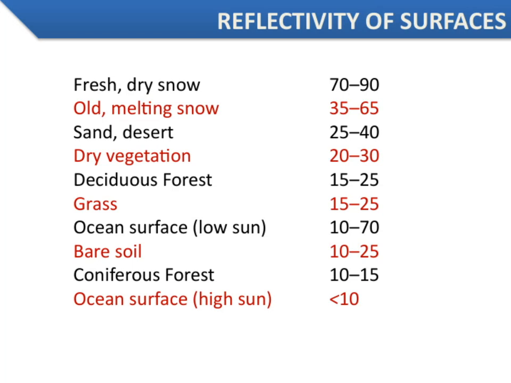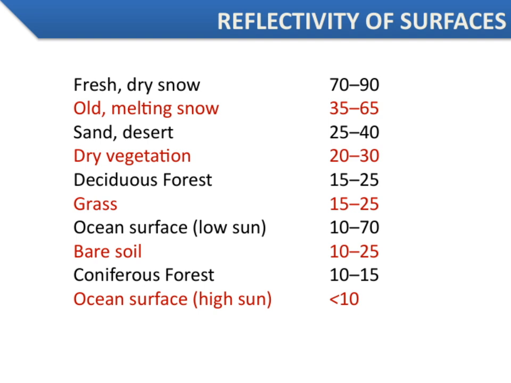When we talk about the reflectivity of surfaces, or their albedo, we're essentially looking at how much sunlight they reflect back into space. For example, fresh, dry snow has a very high reflectivity, ranging from about 70 to 90%. That means it reflects most of the sunlight that hits it, which is why snow can help keep areas cooler. As snow gets older and starts melting, its reflectivity drops to roughly 35 to 65%, because the surface becomes less pristine and more absorption occurs.